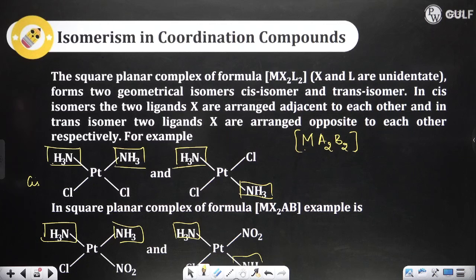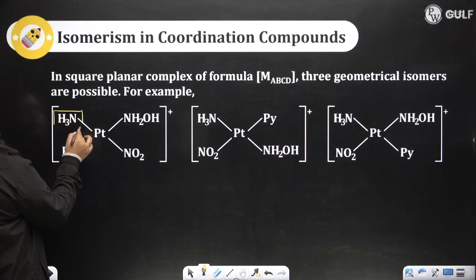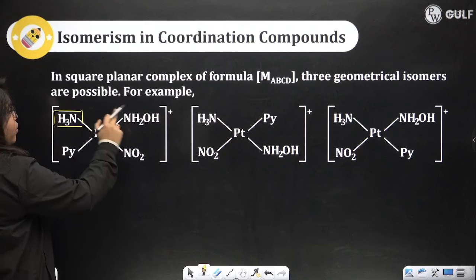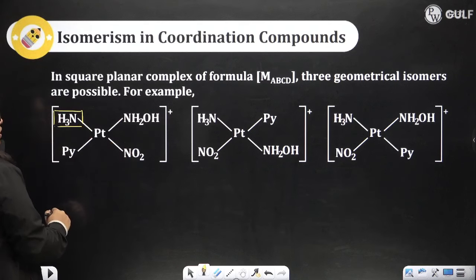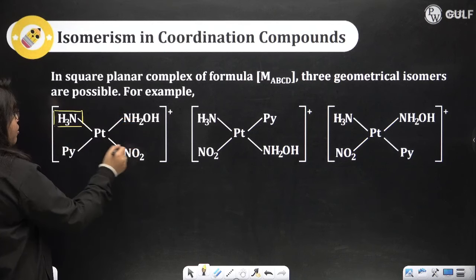On the different side, it is showing cis-trans isomerism. Now, for MABCD, ma'am, how does this show? We will keep one particular molecule intact, beta, and with respect to this, we will rotate the others. Okay? This PY will go here, NH2 will come here, NO2 will come here.